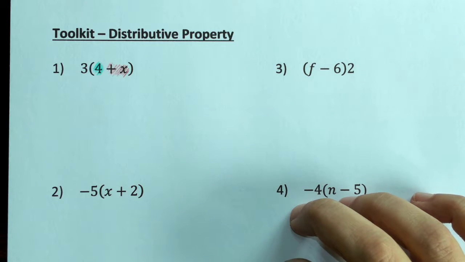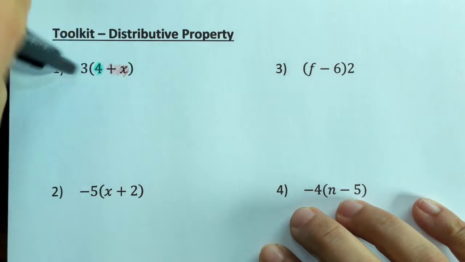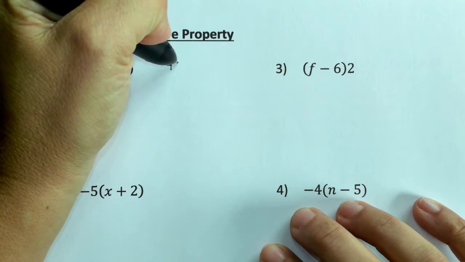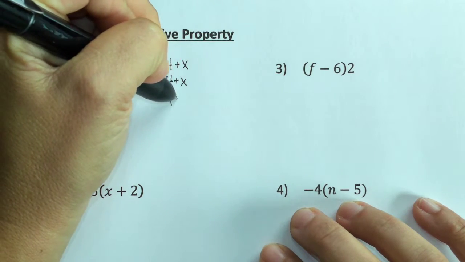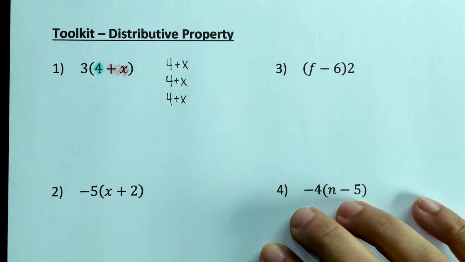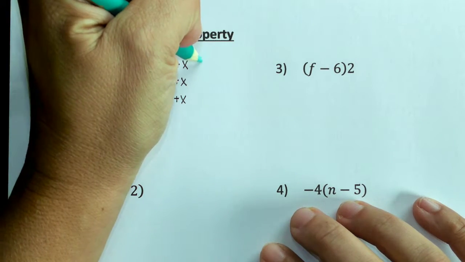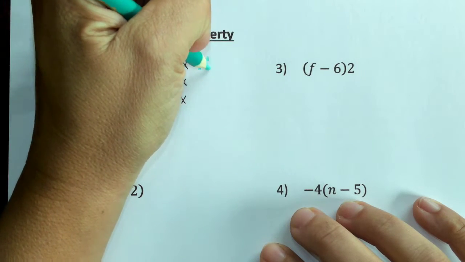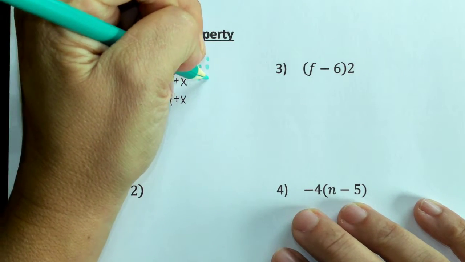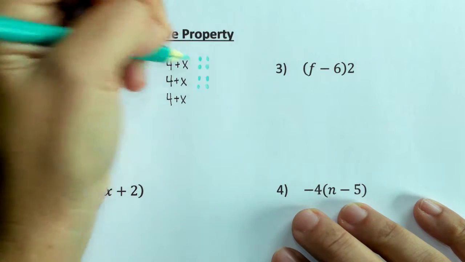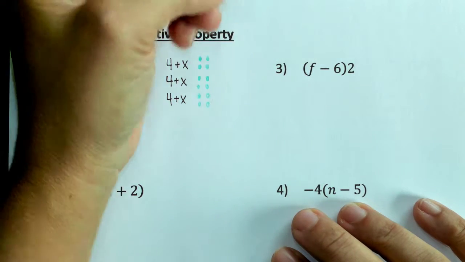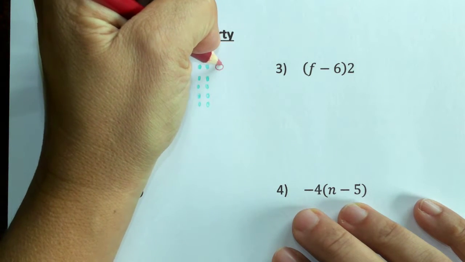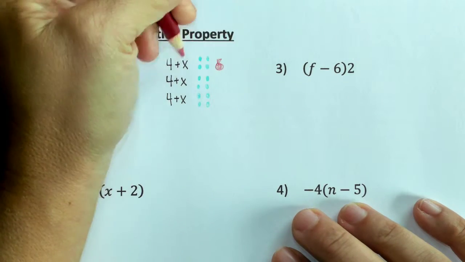And so what this is saying is I've got 3 groups of 4 plus an x. So I've got a 4 plus x, I've got another 4 plus an x, and I've got another 4 plus an x. And what that might look like on a picture is I've got 4 dots, I've got another 4, these might be pennies, 4 more, and then another 4. And then I've got this x, and we might draw the x like it's a bag of unknown money. We don't know how much money is in there.